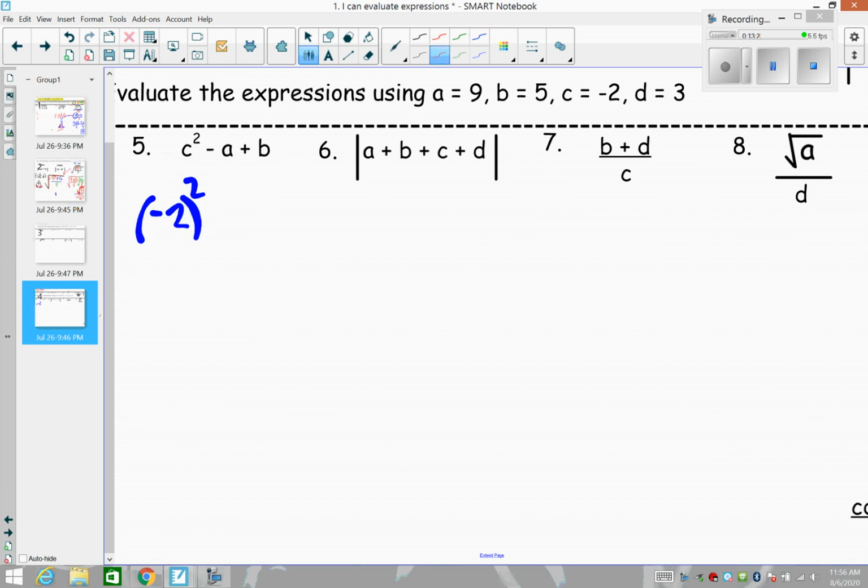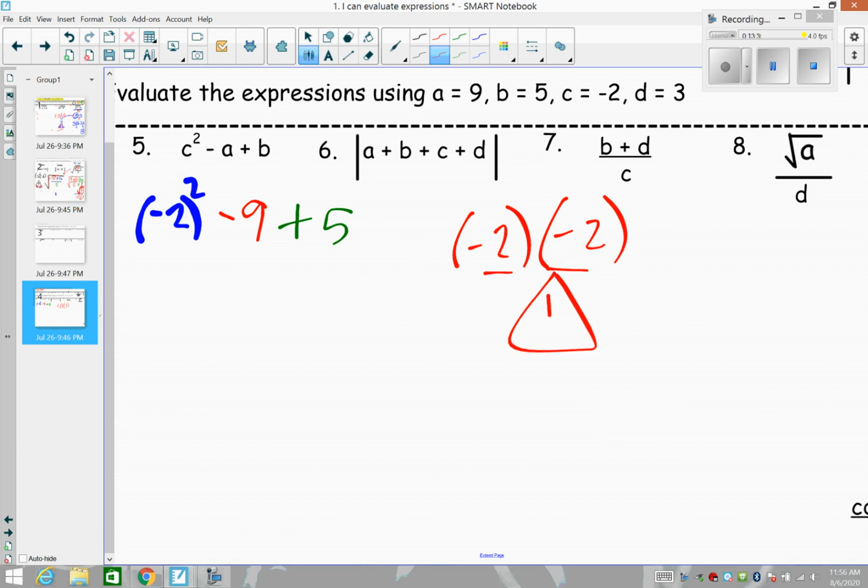The sign in between is subtract. The A value is 9. The sign in between is add. The B value is 5. So taking a look at this, exponents mean that we are going to multiply it that many times. So that'd be negative 2 times negative 2, which we've done a few times today.